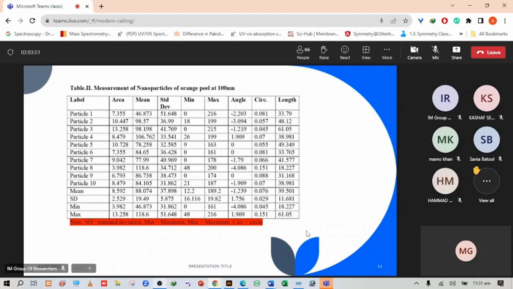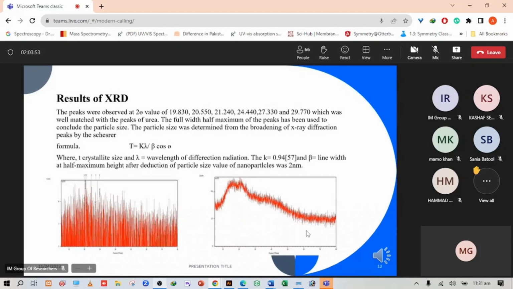Here are the results of the XRD. The peaks were observed at the 2 theta value, and the different peaks observed in these results were well matched with the peaks of the urea. So the full width at half maximum of the peak has been used to determine the particle size.